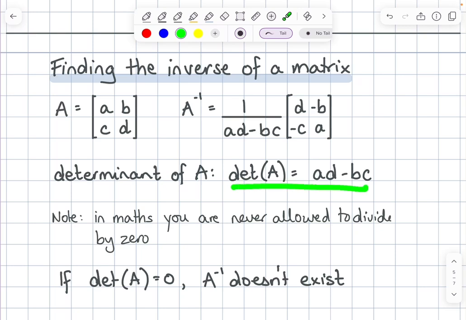So let's come back to this determinant, this number that sits under this fraction. Now, in maths, you're never allowed to divide by 0. So if the determinant is 0, it means you would be dividing by 0. You cannot do that. Therefore, the inverse doesn't exist. So it's a really quick way to just check if the inverse exists or not. In order to find the inverse, we need that original matrix to be square. We can only find the inverse of a square matrix. That's something to keep in mind.